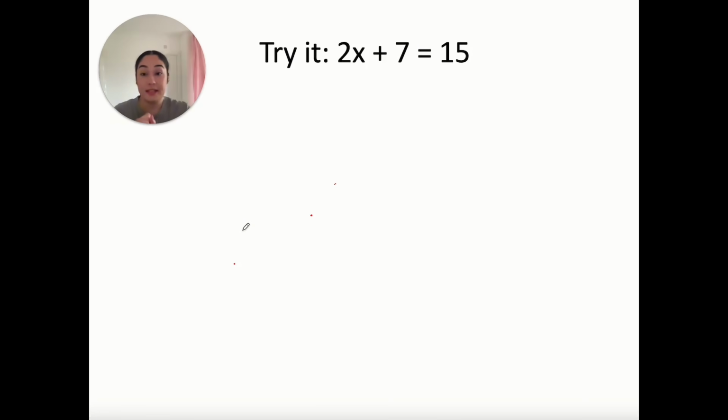Right, let's double check and see if you got the right answer. Follow through and double check. So 2x plus 7, we want to isolate x on its own. First we're going to deal with the plus 7. We're going to do the opposite, the reverse operation. So we're going to subtract 7 from both sides. That leaves us with 2x is equal to 8.